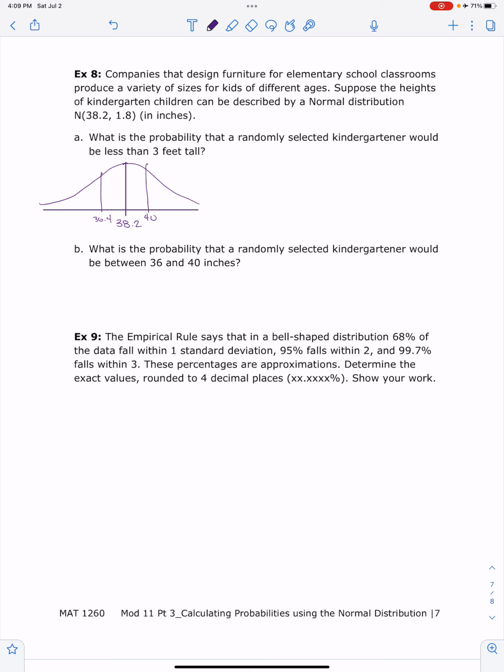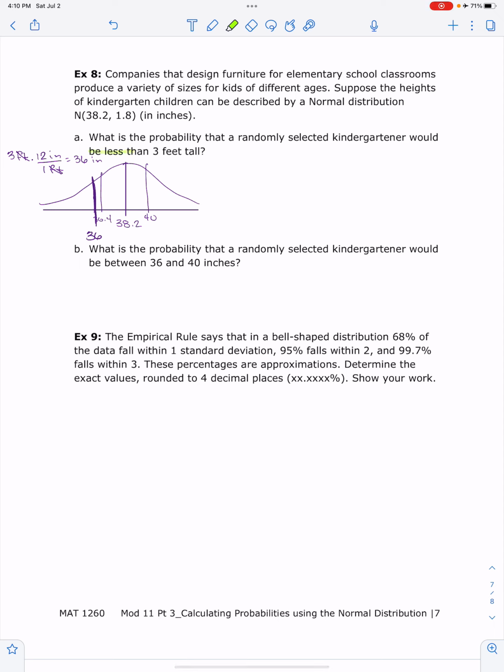If we're talking about a kindergartner that's 3 feet tall, first thing I've got to do is convert that to inches, because everything else is in inches. So I know 12 inches for every 1 foot. Notice my feet are going down here, so it can cancel with the feet in the numerator. I get a kindergartner that's 36 inches tall, so just a little bit to the left of my 1 standard deviation below. Here's my 36.